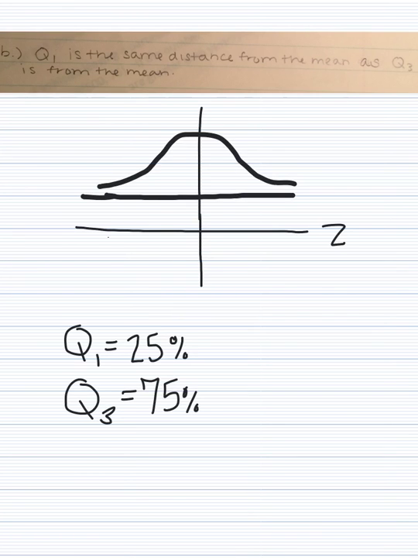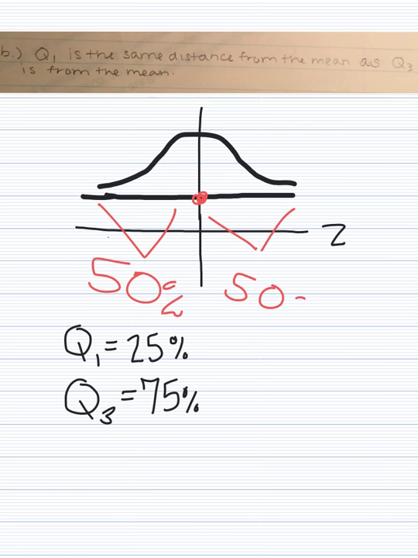Moving on to part B, the statement says Q1 is the same distance from the mean as Q3 is from the mean. As we said previously, the median has 50% of the values above and 50% of the values below. Also note that in question A, we discovered that the mean is equal to the median. So if this is 50% of the values and this is 50% of the values, we know that Q1 has 25% of the values below and Q3 has 75% of the values below and 25% of the values above.